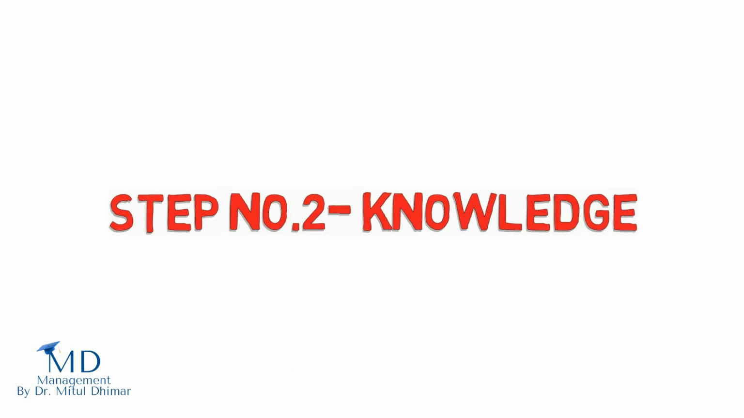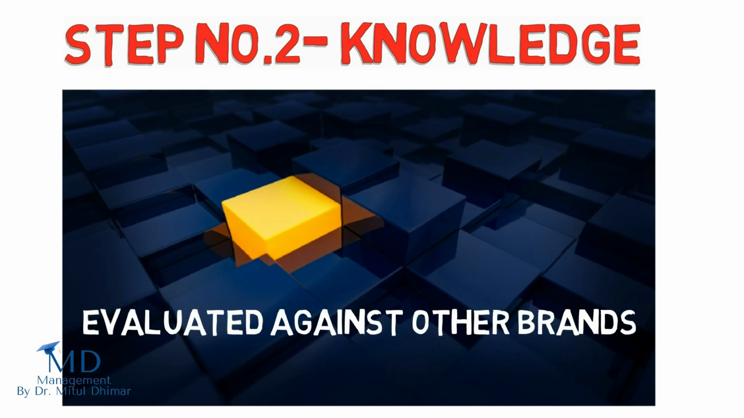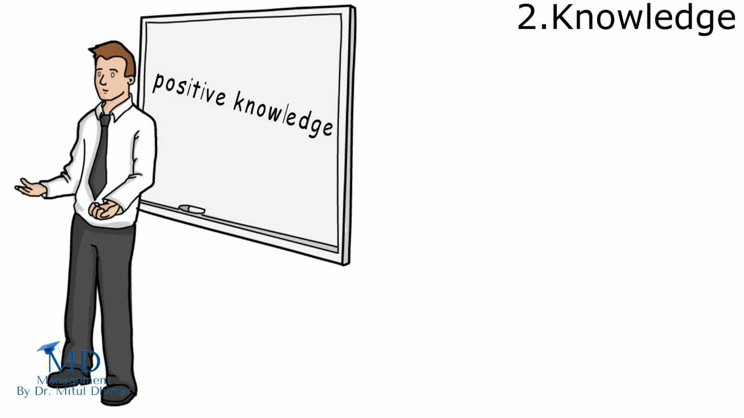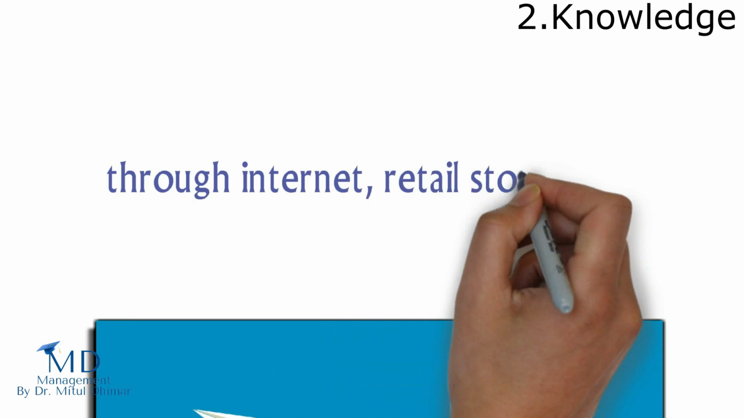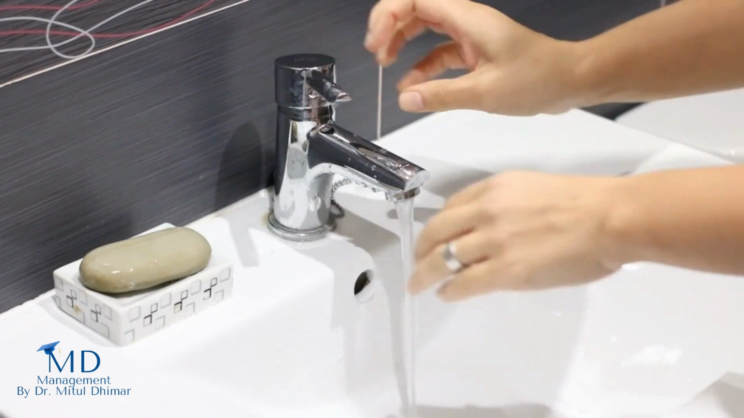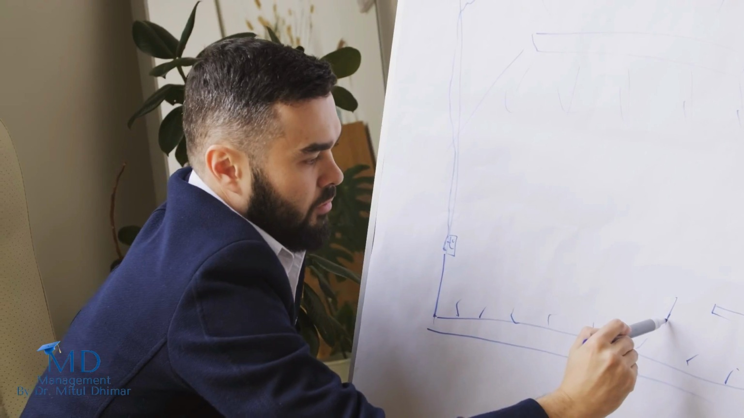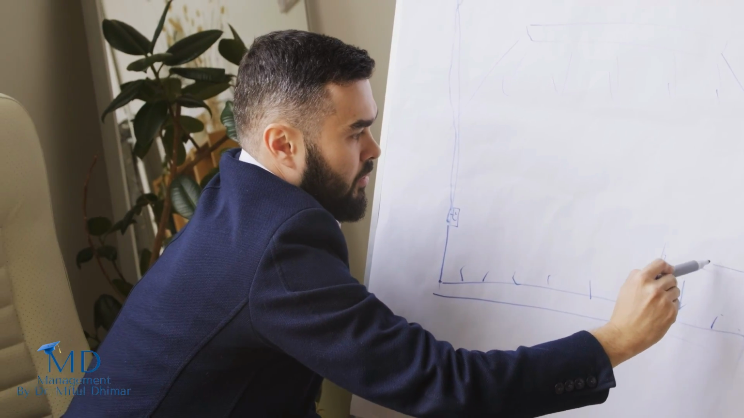Step number 2, knowledge. This is where your product will be evaluated against other brands by the consumer. Make sure enough positive knowledge is available about your product through internet, retail store, and the product package itself. For example, if you are bringing your soap into the market, then you have to make sure in what measure your brand is better than other established brands.